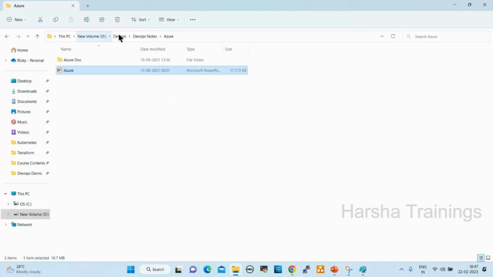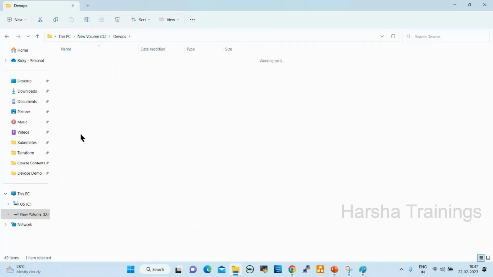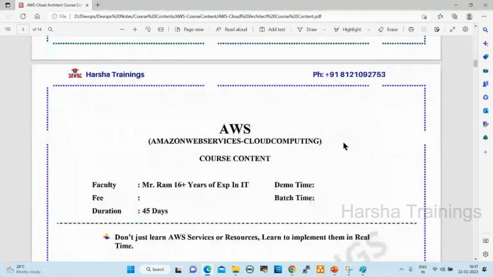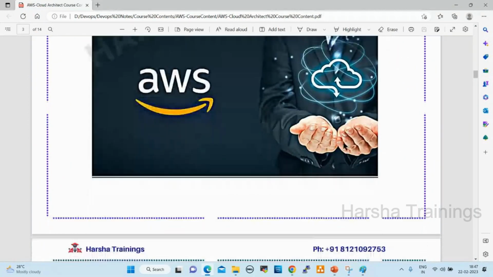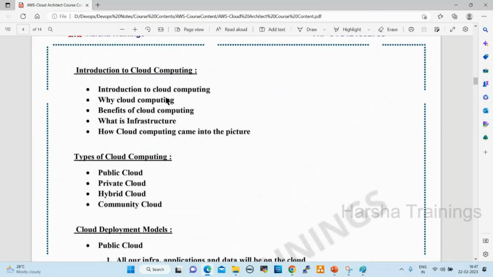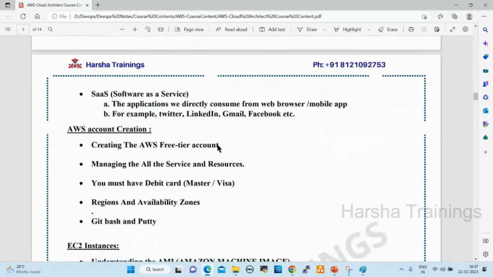Now we'll check the course content. I'll provide you this course content. So here, this is the AWS course content. Introduction to cloud computing, types of cloud computing, deployment models, cloud services offerings, AWS account creation, how to create a free tier account. So the AWS account is 1 year free, and we can use it for 1 year without any charges.